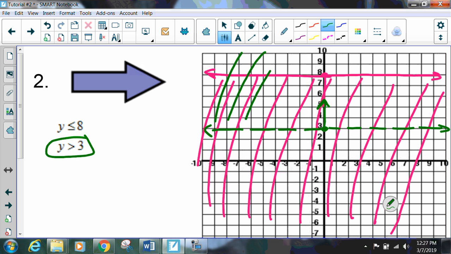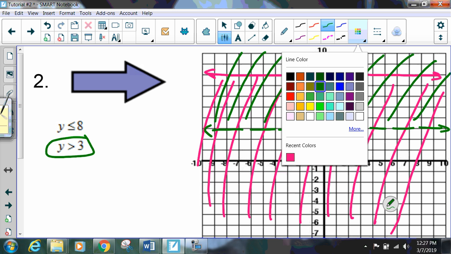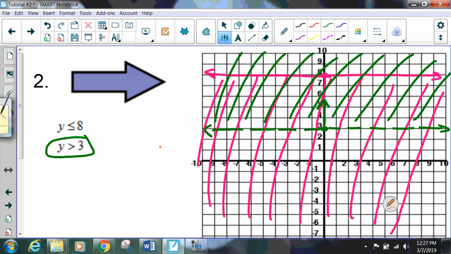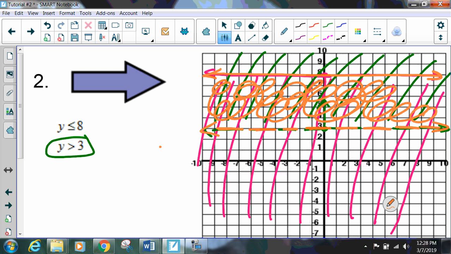So can you see where the green and the pink overlap? I'm going to use a different color. How about orange? That's always good. And I'm going to show that on my dotted line there and my solid line there, and all of this in between where the pink and the green are overlapping, that is the solution to this system of inequalities. That's a graphical solution to the system of inequalities.